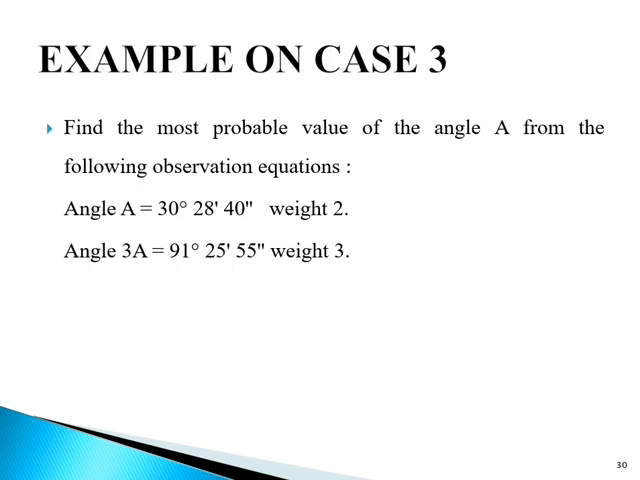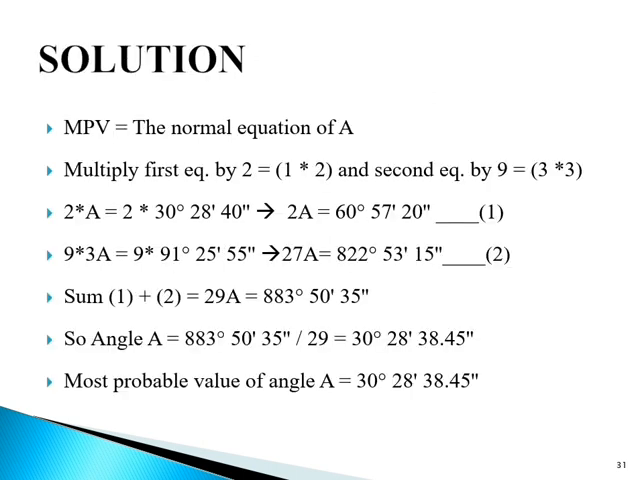So here is the data. Find the most probable value of the angle A from the following observation equations. Angle A is equal to 30 degree, 28 minute, 40 second, weight of 2. And angle 3A is equal to 91 degree, 25 minute, 55 second, weight of 3. So let's see its solution. The most probable value is found from the normal equation of A.